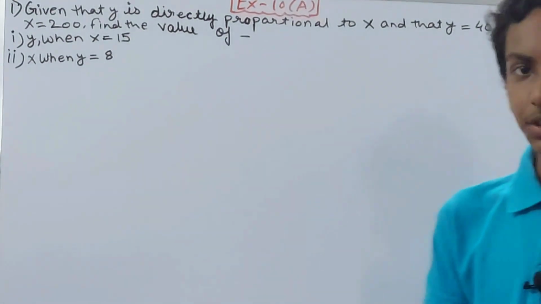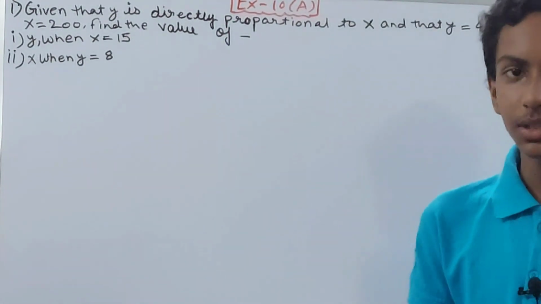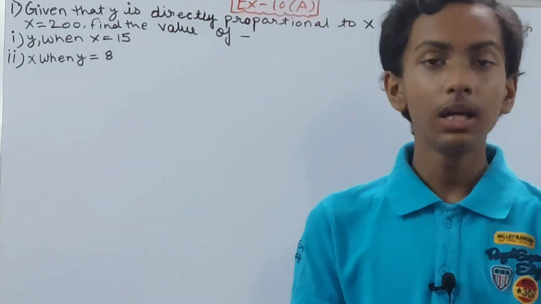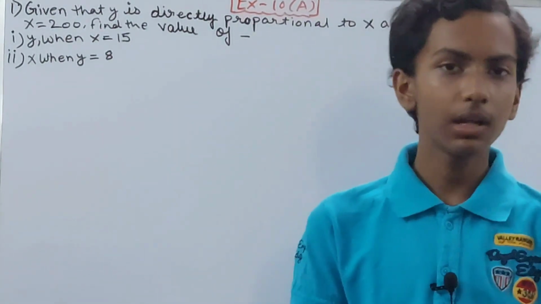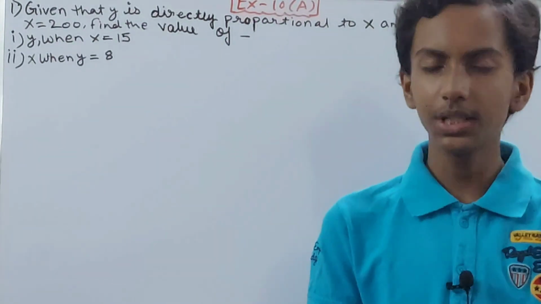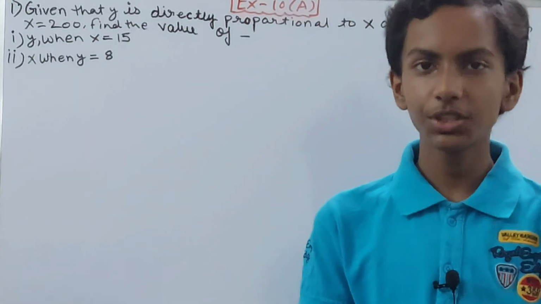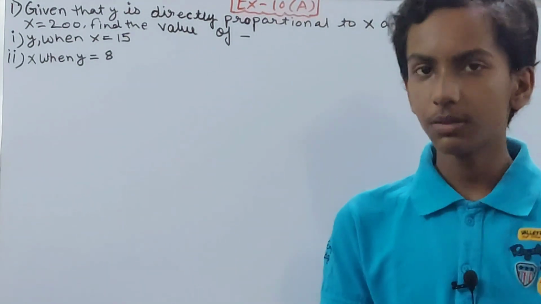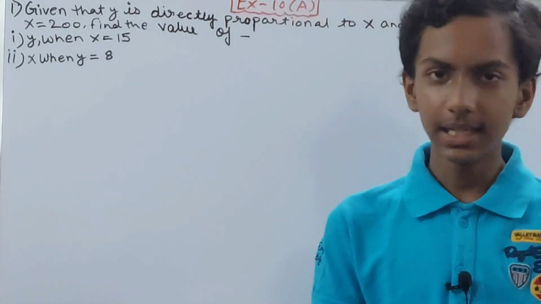So before starting this, we will understand the concept of direct variation and inverse variation, which we have already done. Direct variation is when the value of one quantity increases and the value of the other quantity also increases, whereas inverse variation is that variation in which the value of one quantity increases but the value of the other quantity decreases.